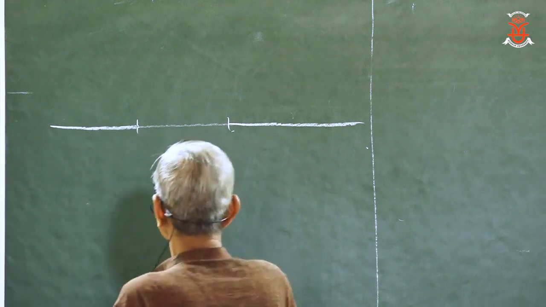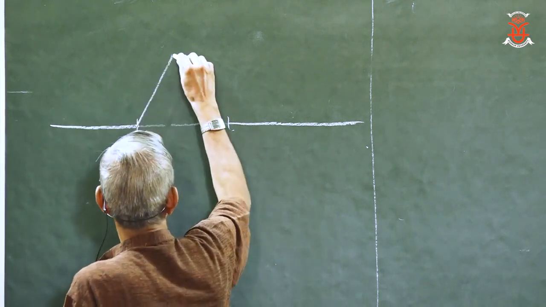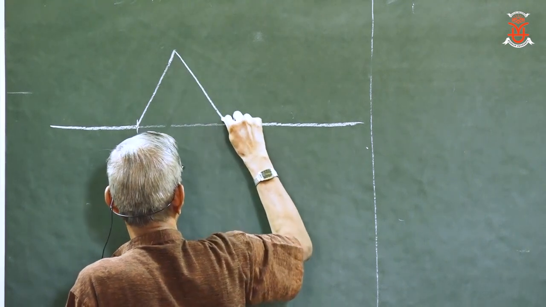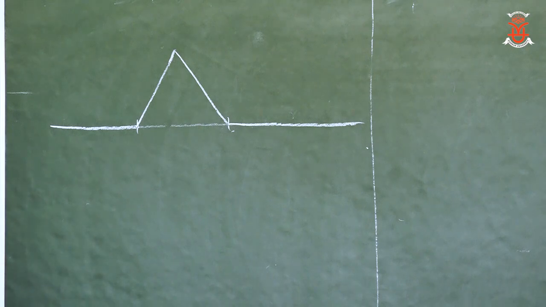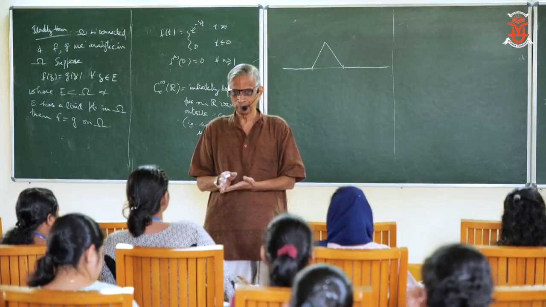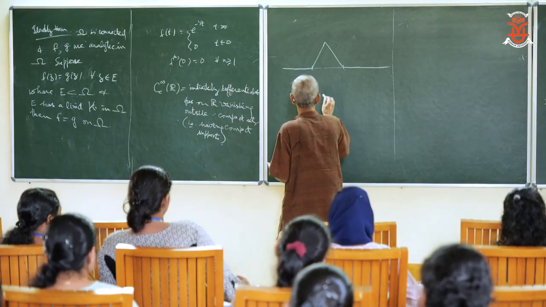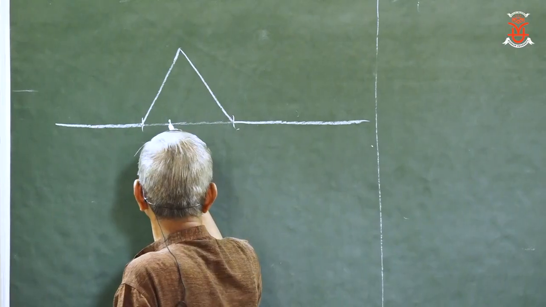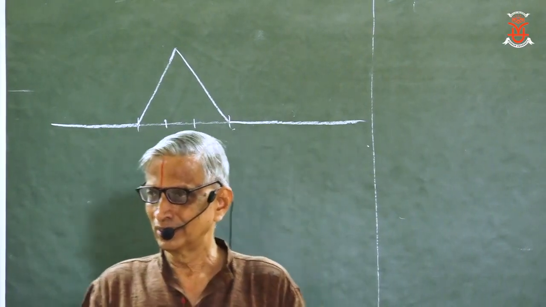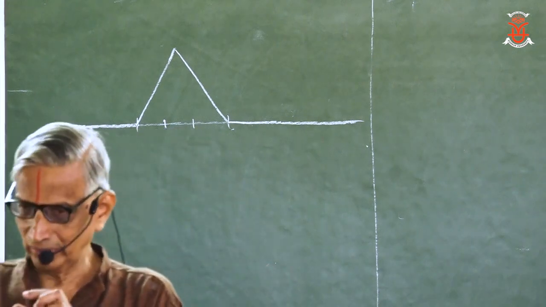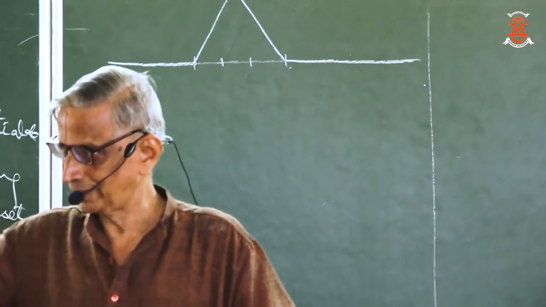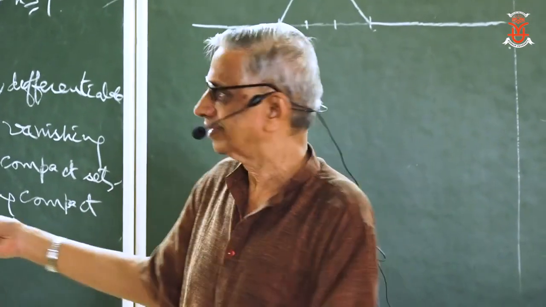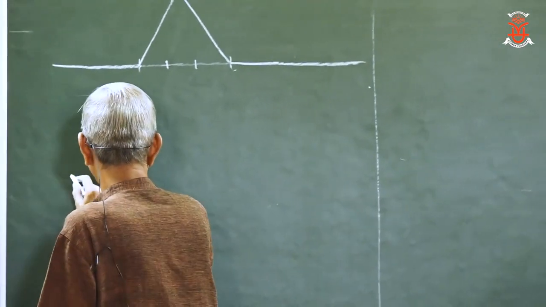Okay? So for example, a triangular function, if you like. Do something more if you want to. Take a smaller interval. You can even get a function which is 1 on that smaller interval and 0 outside the bigger interval. Well, let us draw another picture.